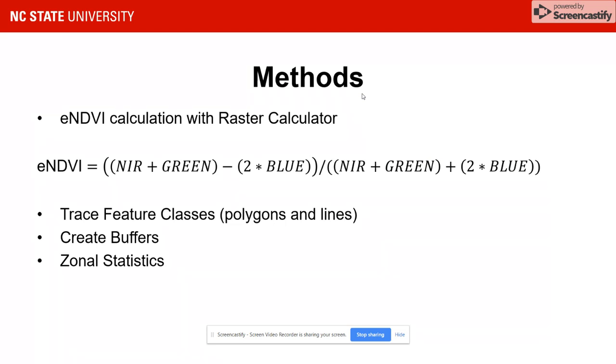So the methods I used for this project were the vegetative index known as ENDVI, which stands for Enhanced Normalized Differencing Vegetative Index. And I had to use the raster calculator to use this formula because ArcGIS Pro does not come packaged with ENDVI, just regular NDVI. You can see it uses near infrared, green, and blue, which are the three bands I have in my data. I also traced feature classes, both polygons and lines, created buffers, and ran the zonal statistics tool.